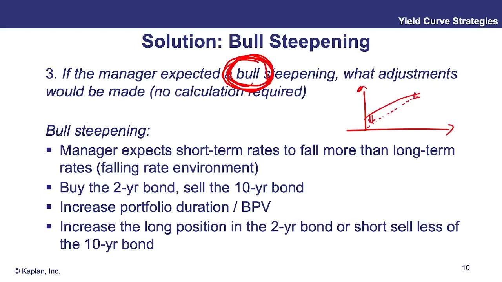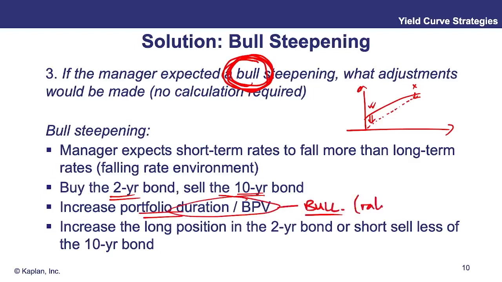We go overweight where rates are falling most and we go underweight where rates aren't falling so much. So what we could do, yes, we're going to buy the short dated bond and we're going to sell the long dated bond, but we're also going to make sure that we end up with a positive overall duration because of the word bull, because we think rates are going down.